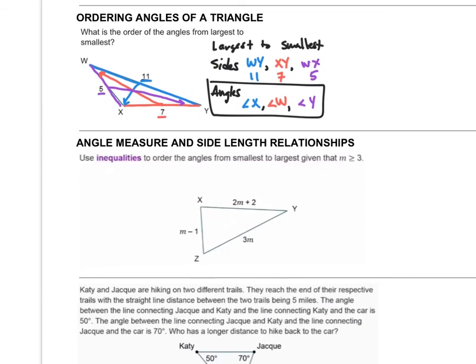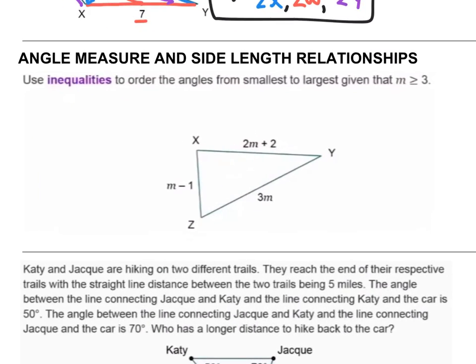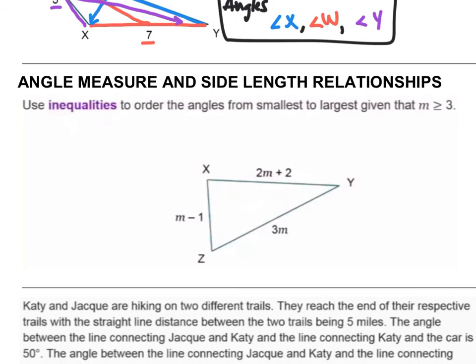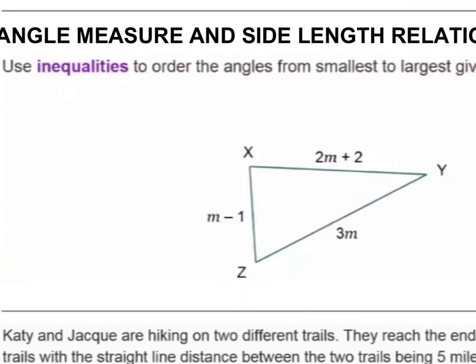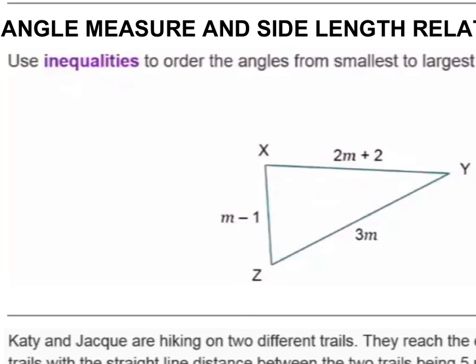Okay, now on this next one, it says the angle measure and side length relationship. So we want to use inequalities to order the angles from smallest to largest, given that M is greater than or equal to 3. Our variable here is M. So we don't really know what these side lengths are, but let's just let M equal 3. If M is greater than or equal to 3, this is how it's going to work.